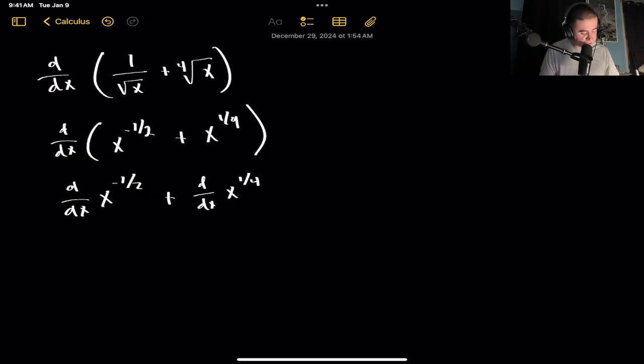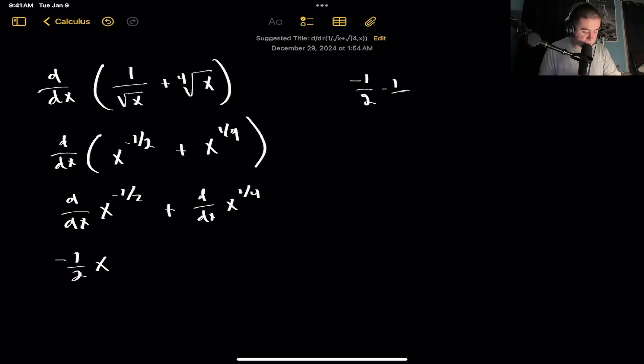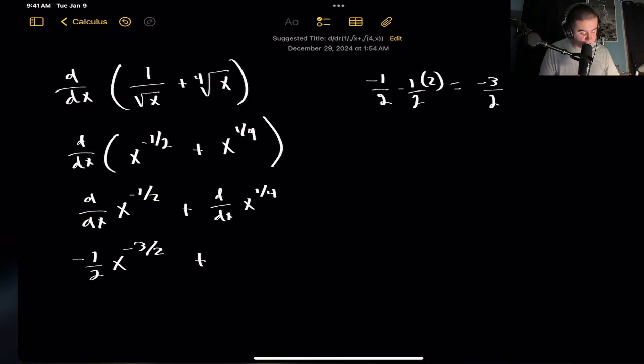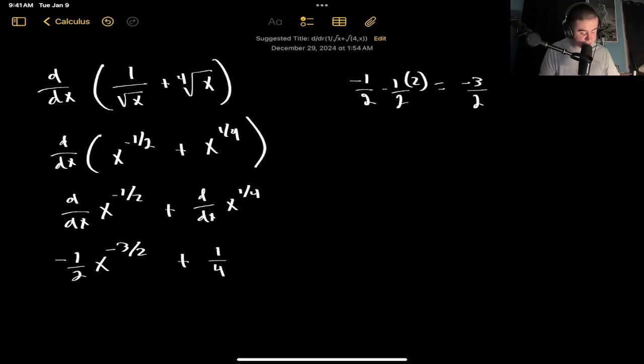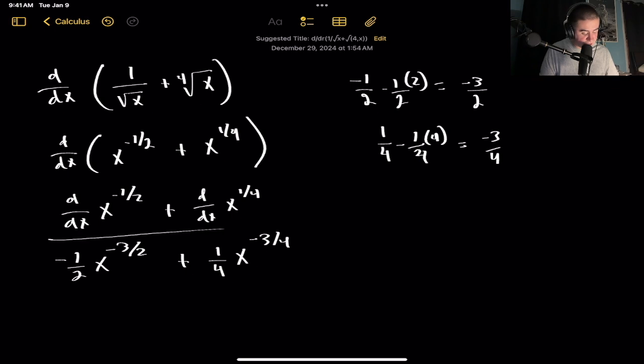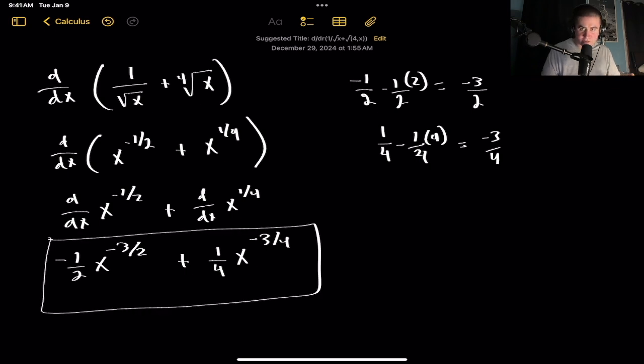But we'll take the derivative of the first term, and that's going to be negative half. We're using the power rule, remember that. And then times x to the power of negative half minus 1, which is going to be negative 3/2. So that's going to be what's in the exponent for the first term. And then plus 1/4, always multiplying the exponent for the power rule here. And then times x to the power of 1/4 minus 1, which is going to be negative 3/4. So negative 3/4 is in the exponent for the second term. And this, ladies and gentlemen, is our final answer for this problem.